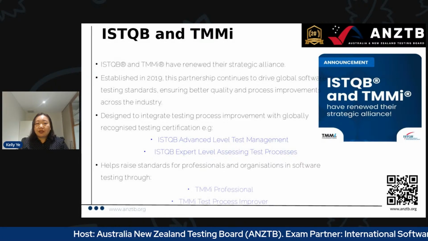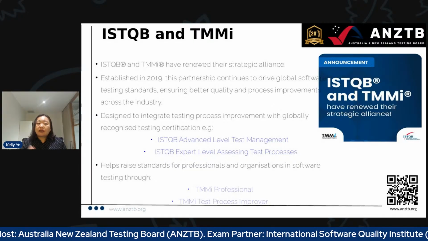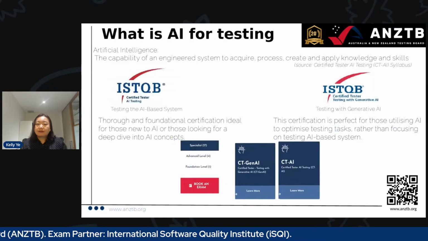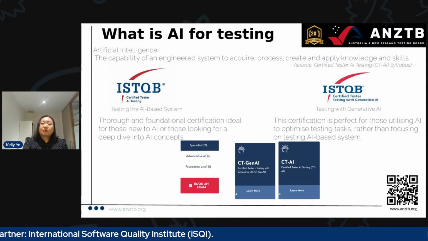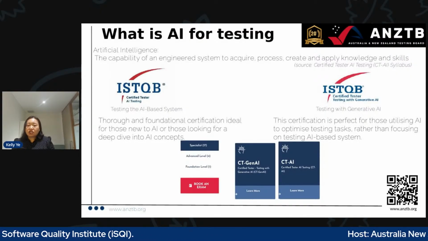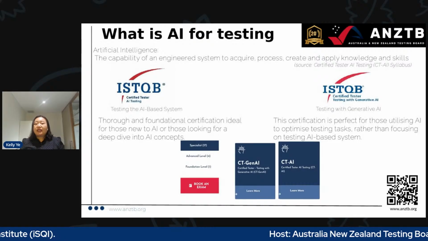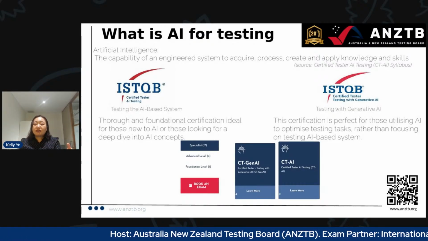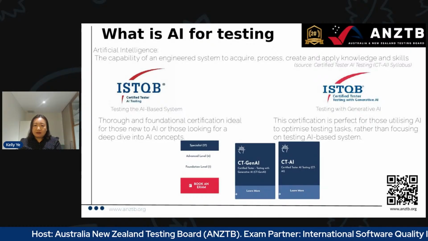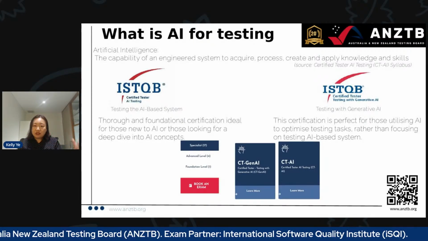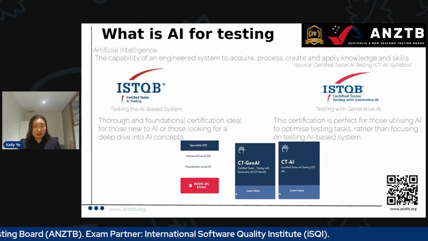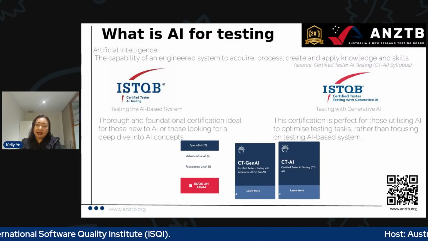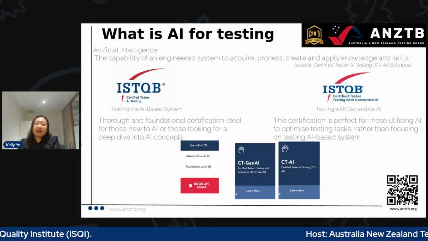So now we are looking at AI for testing. Next slide, please. Thank you. Most people think of AI as artificial intelligence, but we have to understand that AI has 2 parts. One is AI-based systems: large language models, machine learning, deep learning, neural networks. Another part is generative AI, which is also the model behind. So ISTQB provides a very good course.